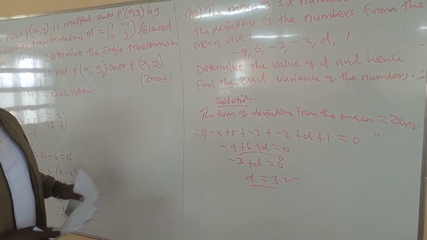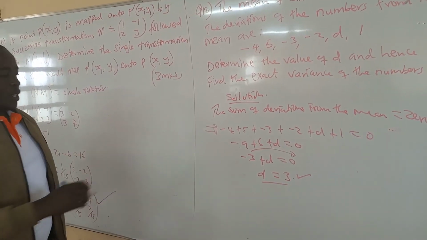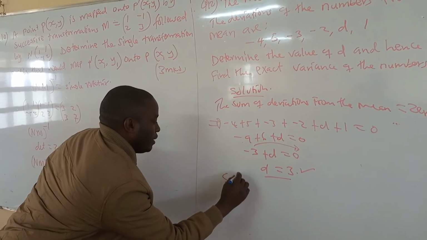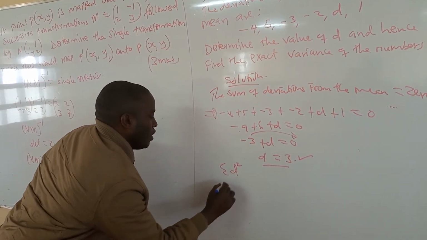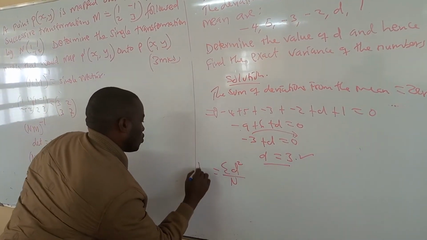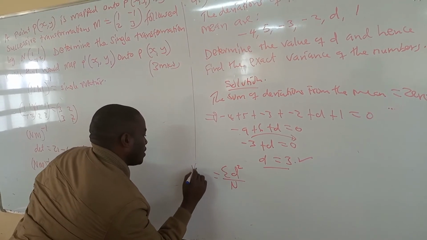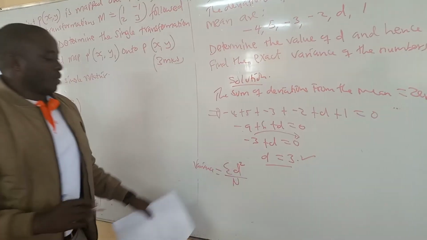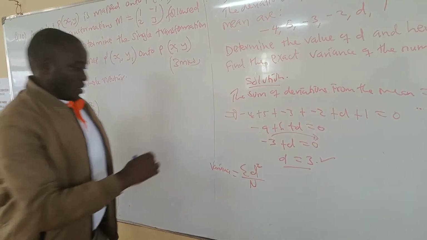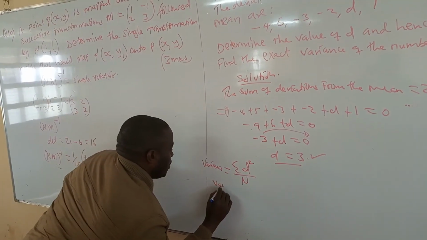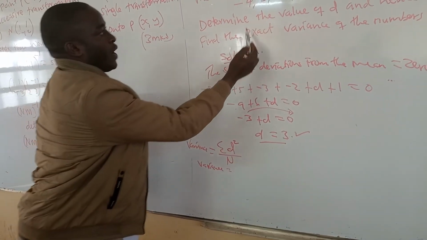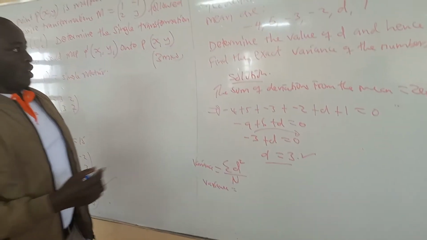Then from there, we are asked to find the variance. What you know is that the summation of the deviations squared, all over n, the number of values, gives you the variance. If you were looking for the standard deviation, you would find the square root of this. But we are after the variance. So our variance will be equal to the sum of the squares of these.